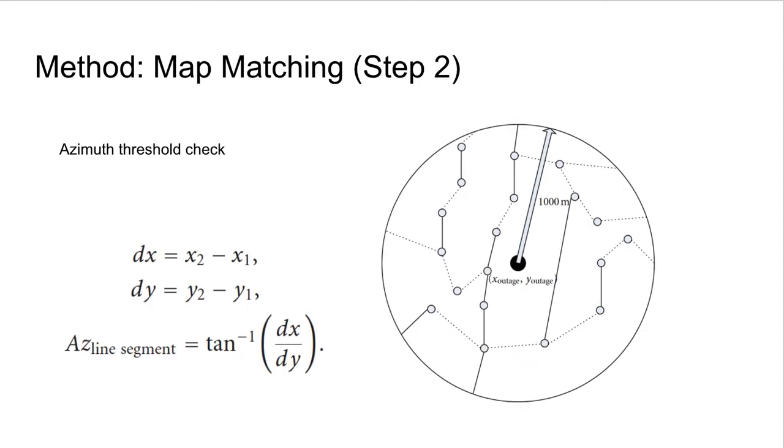Step 2 is the azimuth or heading or yaw threshold check. This basically throws out the line segments that aren't aligned close enough to the car's estimated heading for the algorithm. The threshold proposed by the paper is 40 degrees. So this is the estimated position. This arrow here is the estimated heading. As you can see, any of these line segments that don't really align with this arrow are thrown out or ignored.